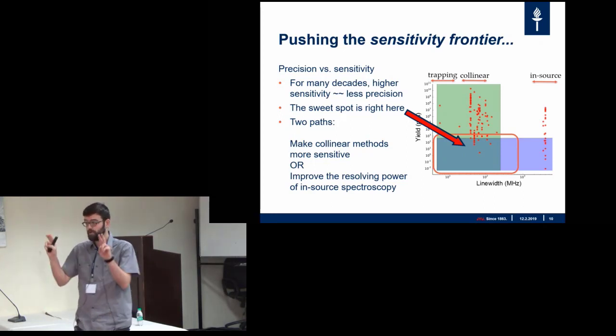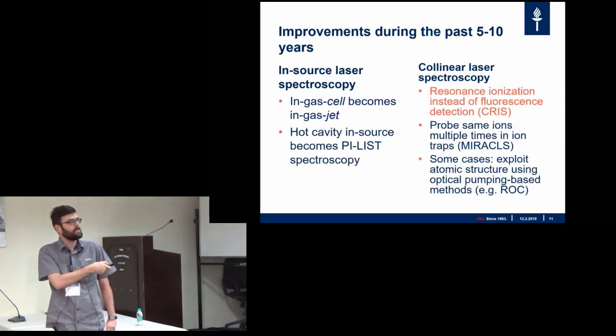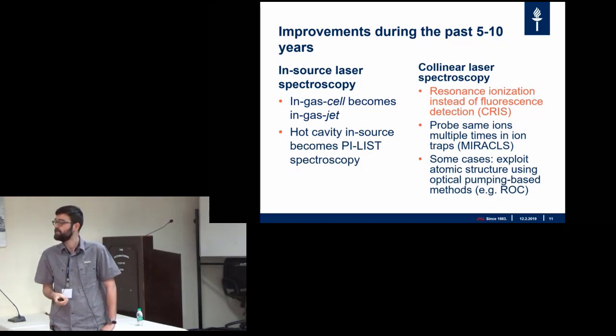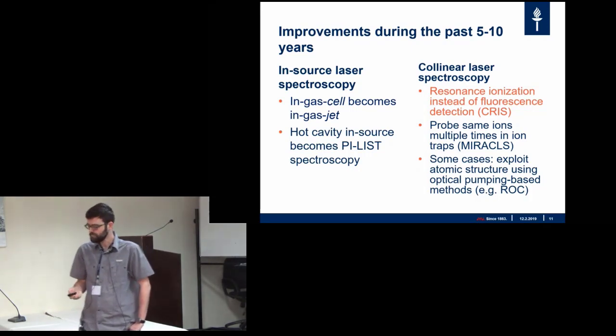I will just call them collinear methods, even though that's a simplification. In the ion-source community, there are approaches that have been proven to be very successful and will likely play a very important role in the future. But for collinear laser spectroscopy, I will focus on just this one. I should also mention there will be a talk later today on another project as well.